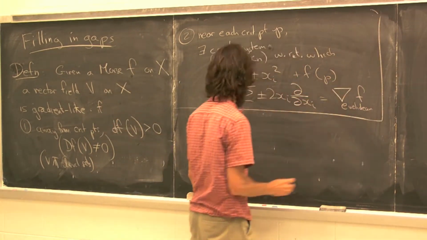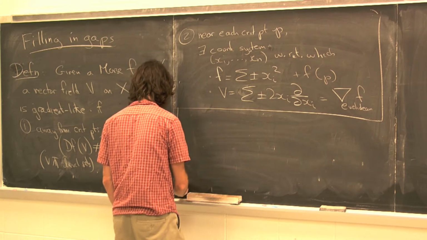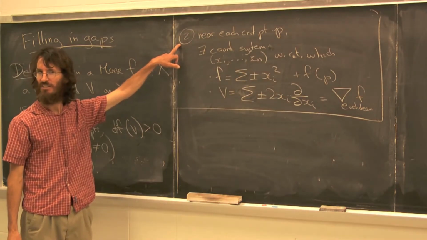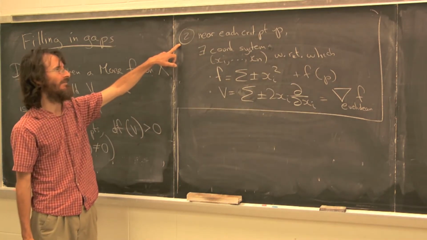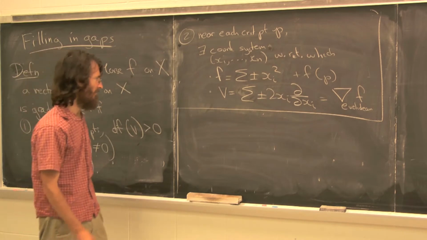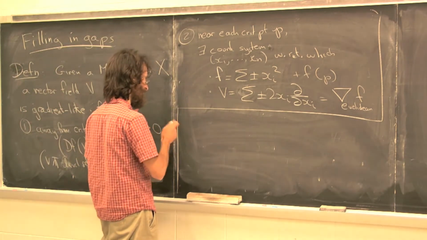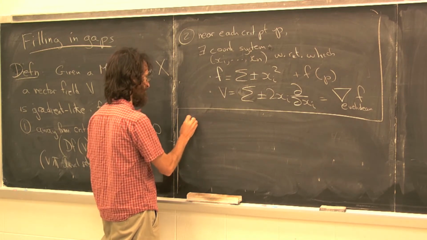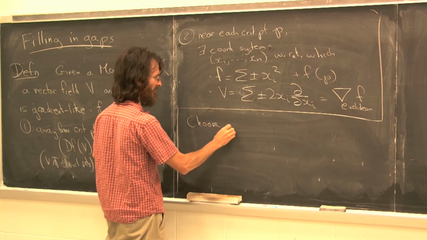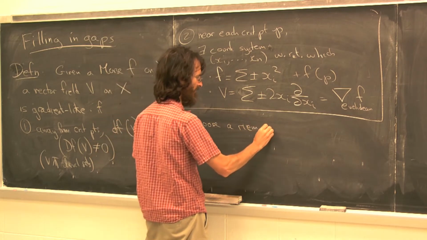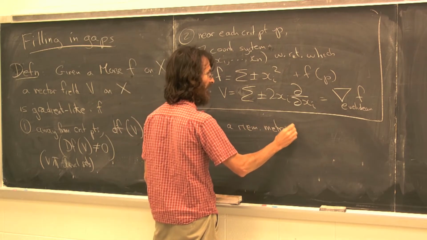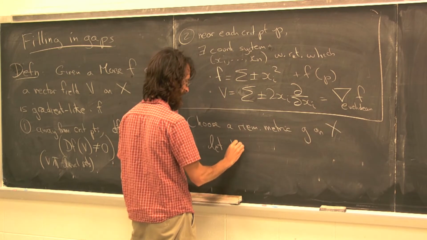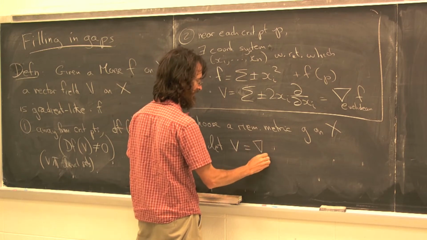And now, a good question that I should know the answer to, but don't, is how important is this second condition? This is telling you what is going to happen near the critical point. What's typically, somewhat sloppily, done is just say, choose any metric, choose a Riemannian metric g on X, and then let V equal grad_g of f.